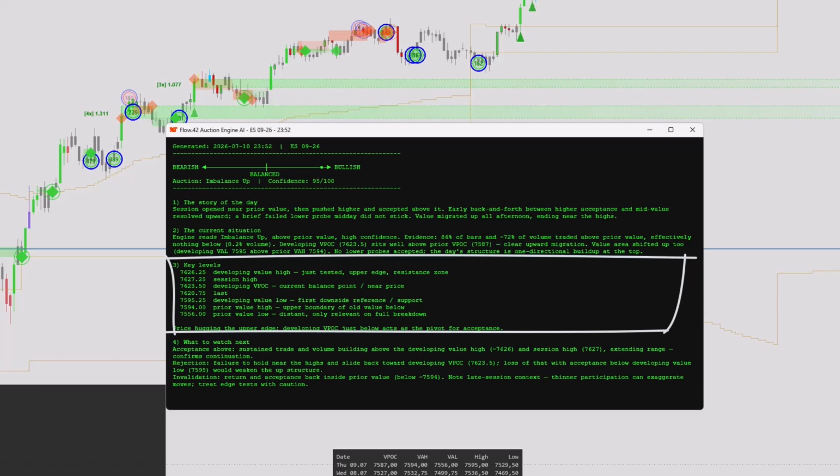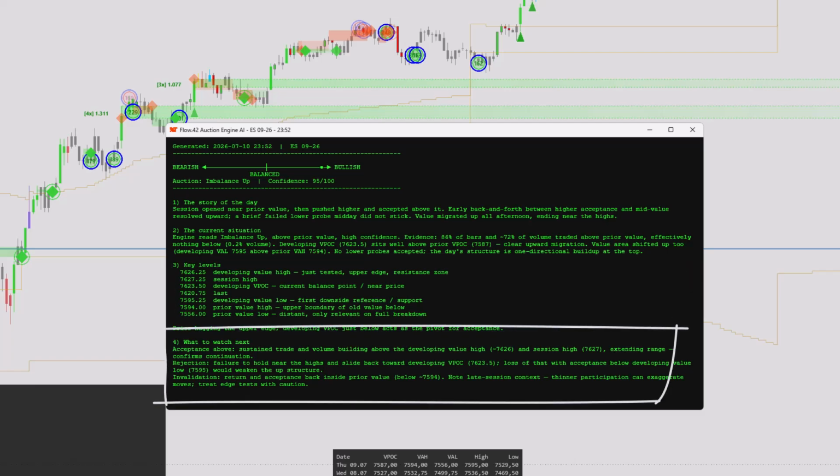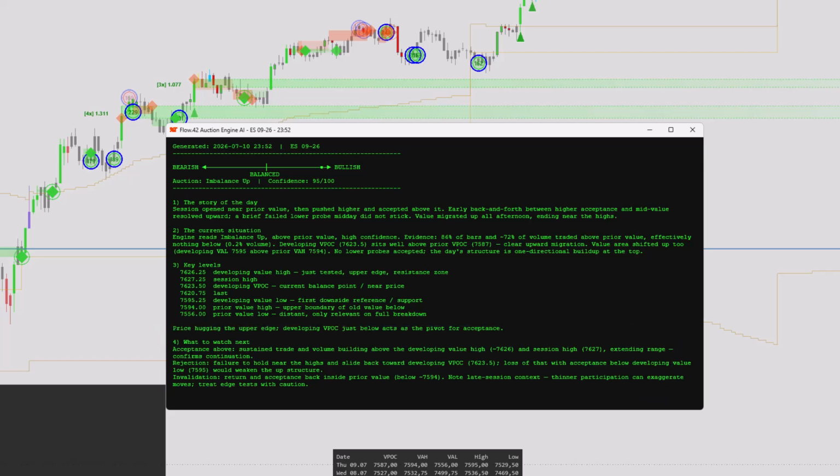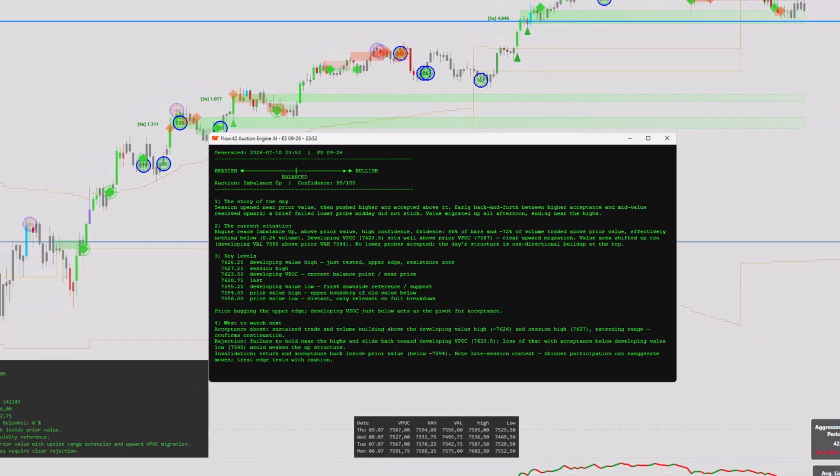And my favorite part is at the bottom. What to watch next? What extends the read? What weakens it? And exactly what kills it? Because a read you can't invalidate is worthless. Every trader knows that. Your chart stays yours. The auction gets explained. It runs when you ask and only when you ask. One click, the full read.